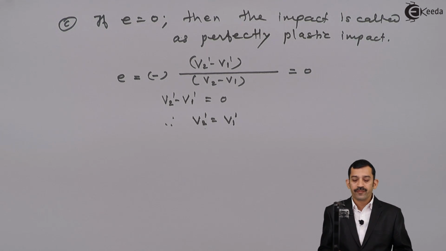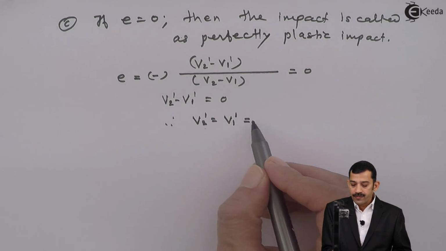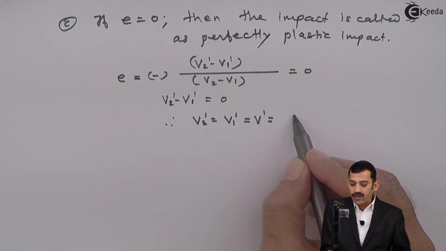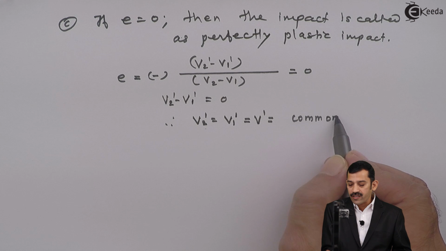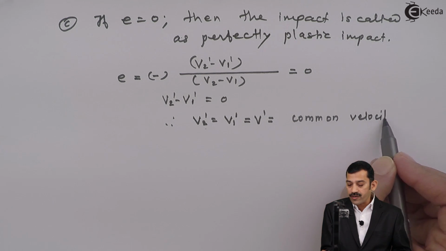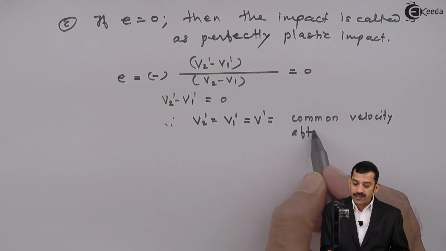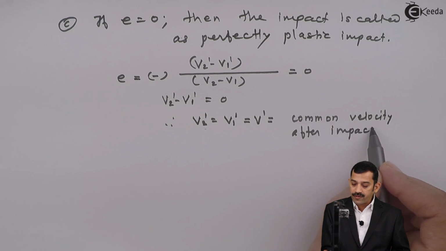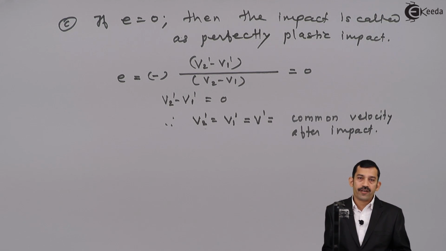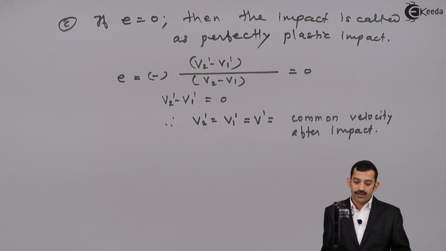Now what does it represent? V2 dash means the velocity of body 2 just after impact, and V1 dash represents the velocity of body 1 just after impact. That means the velocities of bodies 1 and 2 after impact are the same. Therefore, this velocity may be written as V dash and is called the common velocity after impact. Is it possible to find the magnitude of this common velocity V dash?